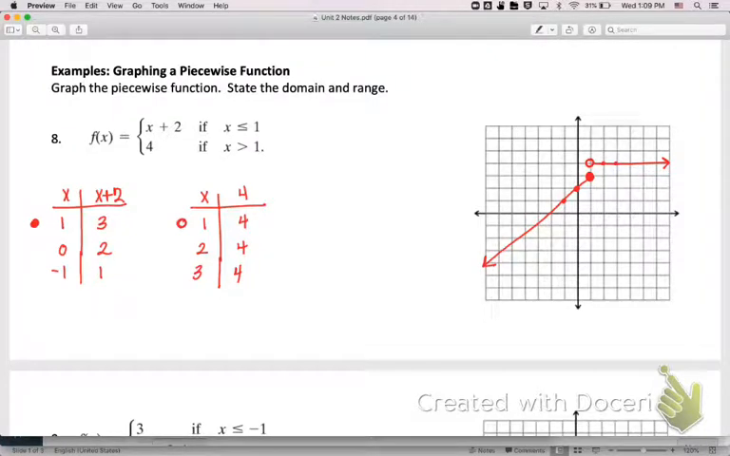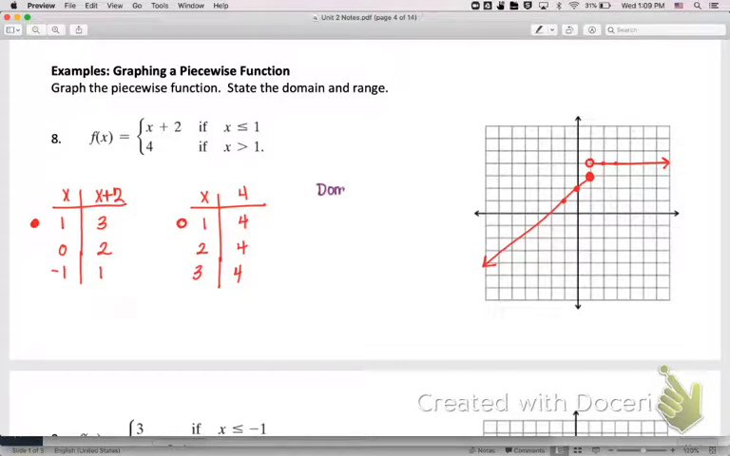Now the domain, the only real point that's in question, I start at an arrow, I end at an arrow, but the question is this section right here. And since there is a solid dot at 1 on one of the pieces, that means we're going to include it.